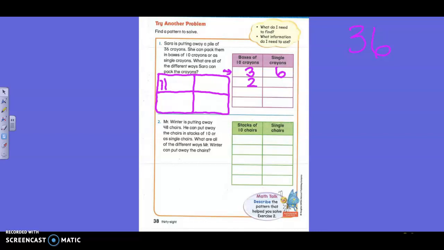So then, yep, 21, 22, 23, 24, 25. You guys should be okay. 26, 27, 28, 29, 30. What are we going to? 36. 31, 32, 33, 34, 35, 36.